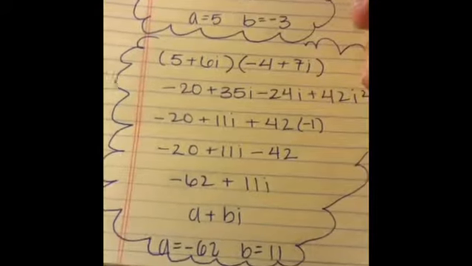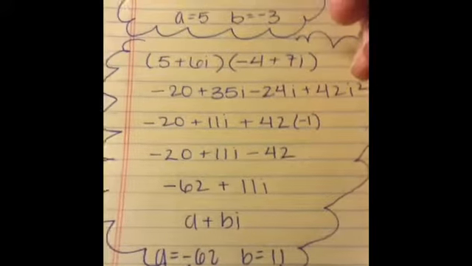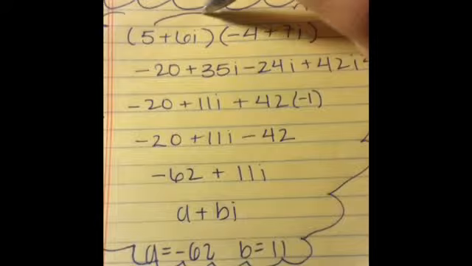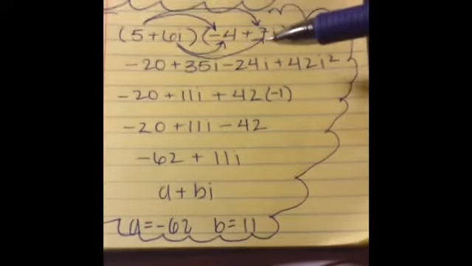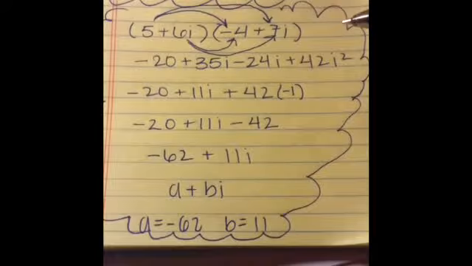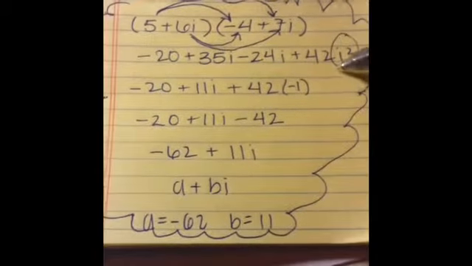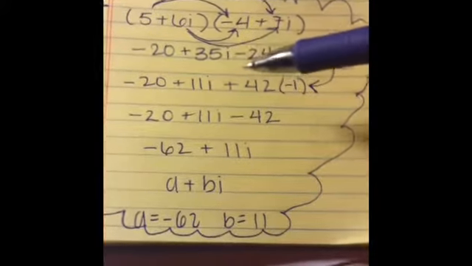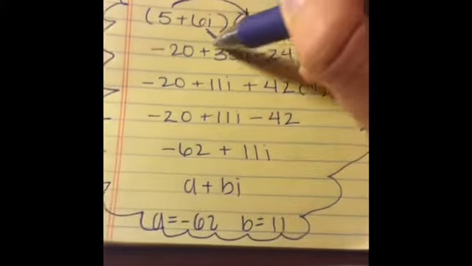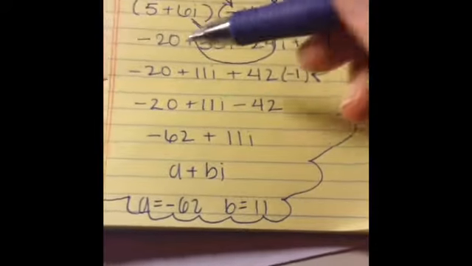But when you use multiplication, it's different. You FOIL out the two separate equations in parentheses. So you FOIL both of these together, and then that would become negative 20 plus 35i minus 24i plus 42i squared, and i squared equals negative 1. So that becomes negative 20 plus 11i, because you add like terms as well, add or subtract. So it becomes negative 20.